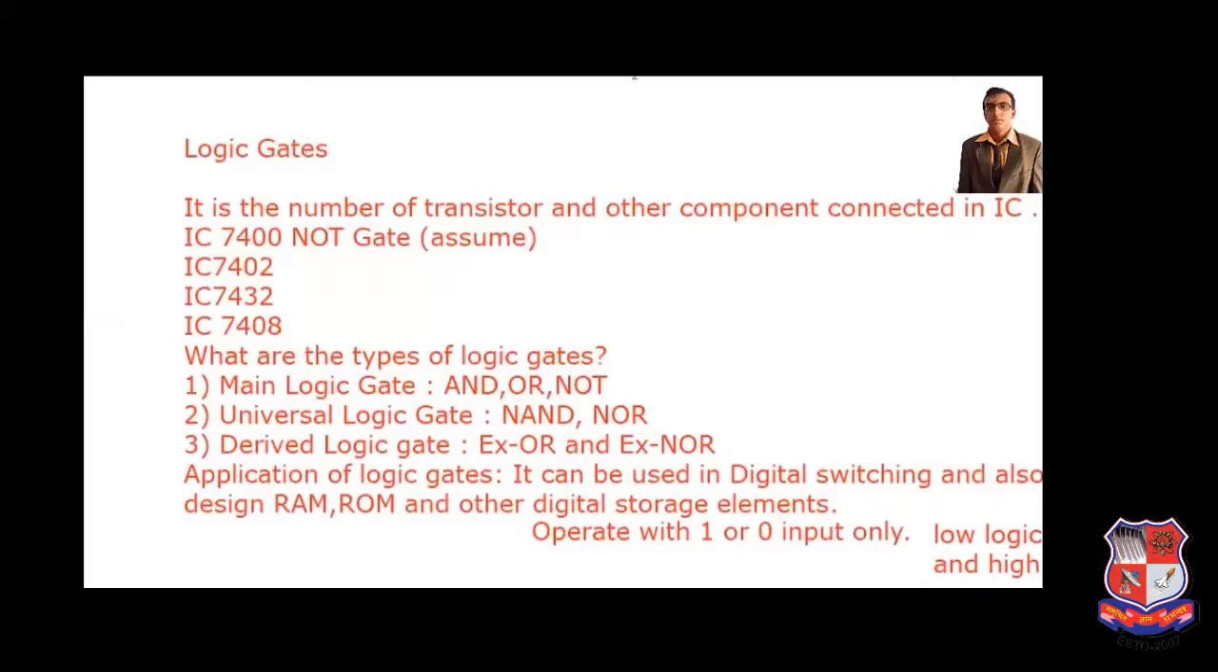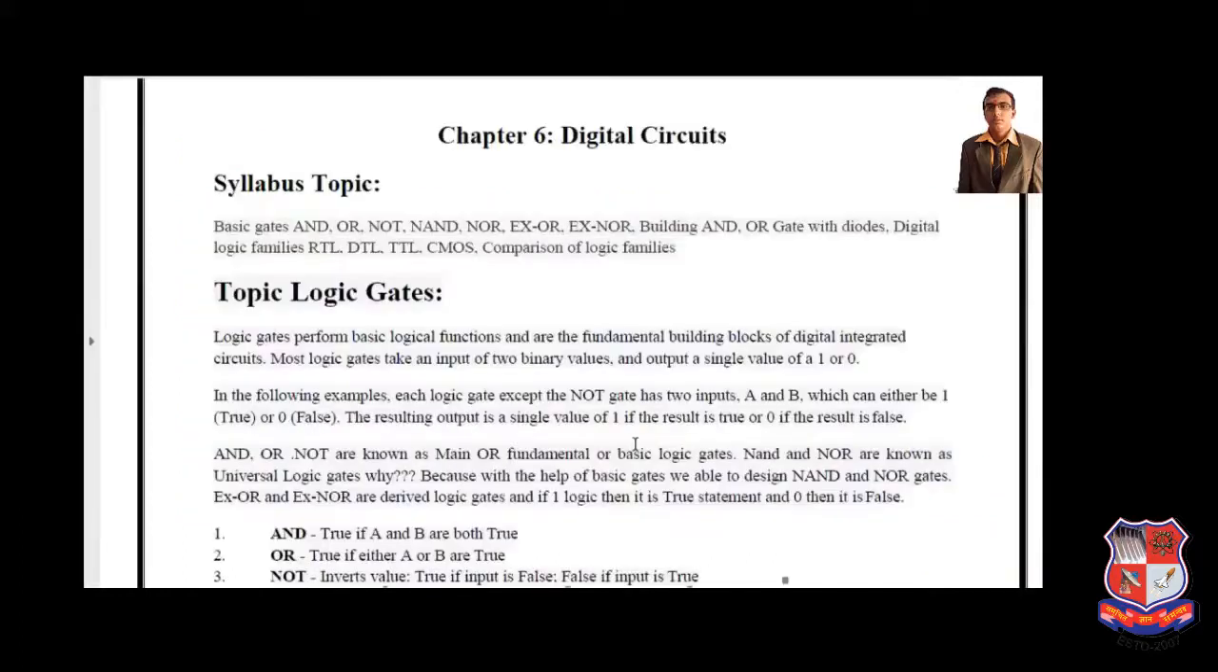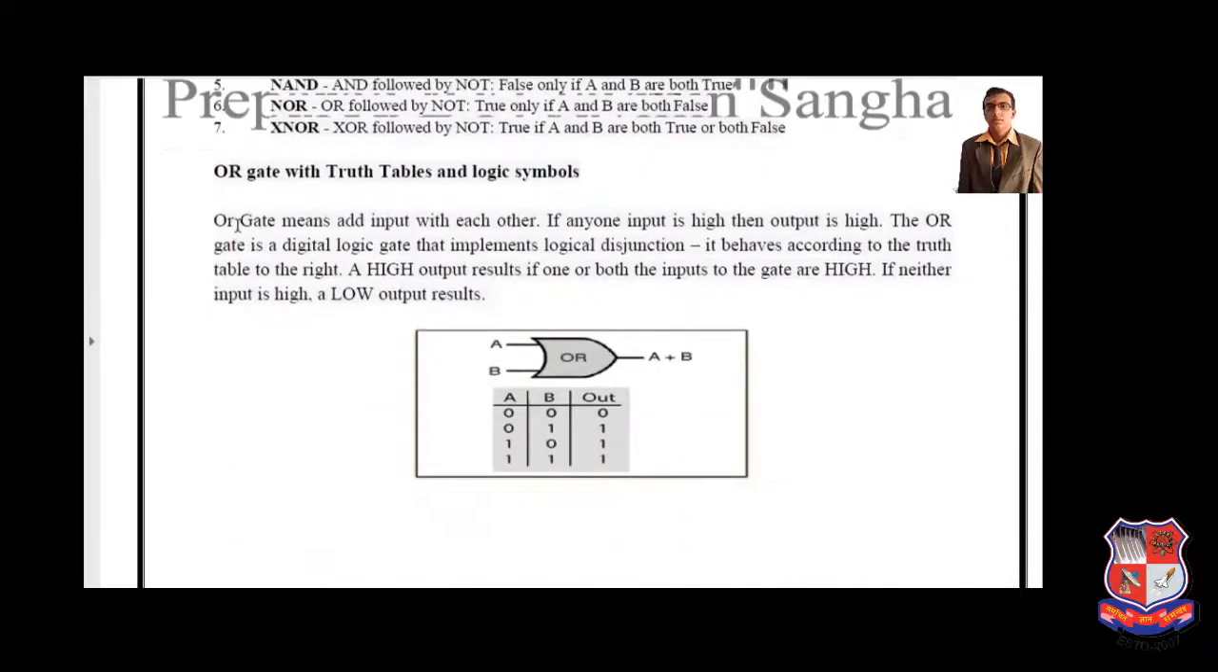Now I have switched over to discuss the characteristics of individual gates. In this, I have shared the first logic gate. It is known as the OR gate. OR gate means what? Add inputs with each other. Add inputs with each other means what? If any one input is high, then output is high. It is the concept regarding the OR gate.